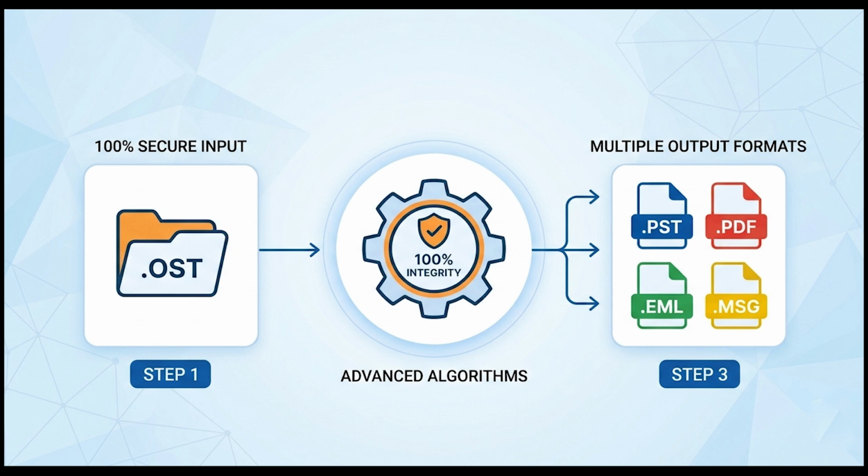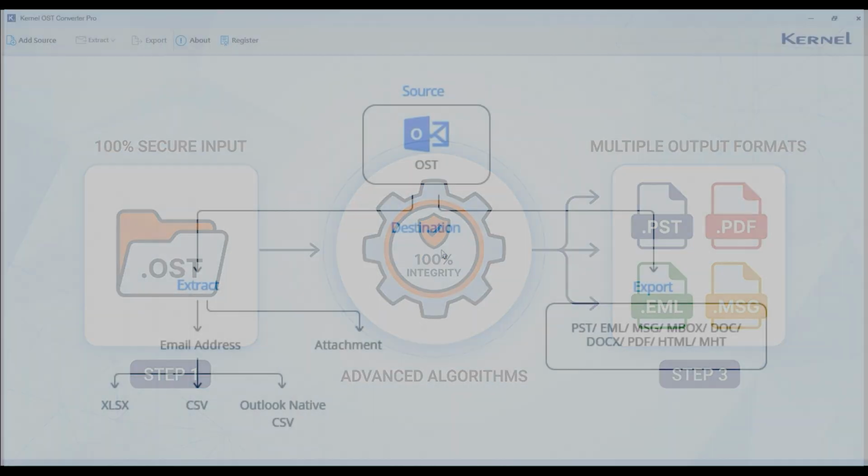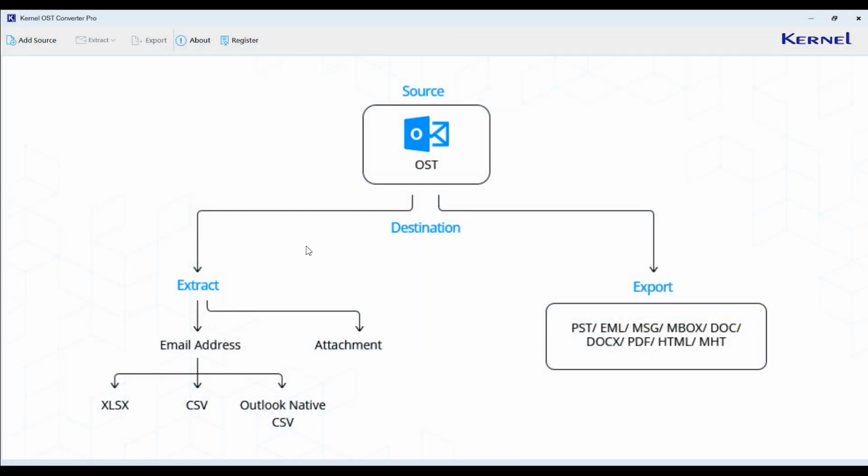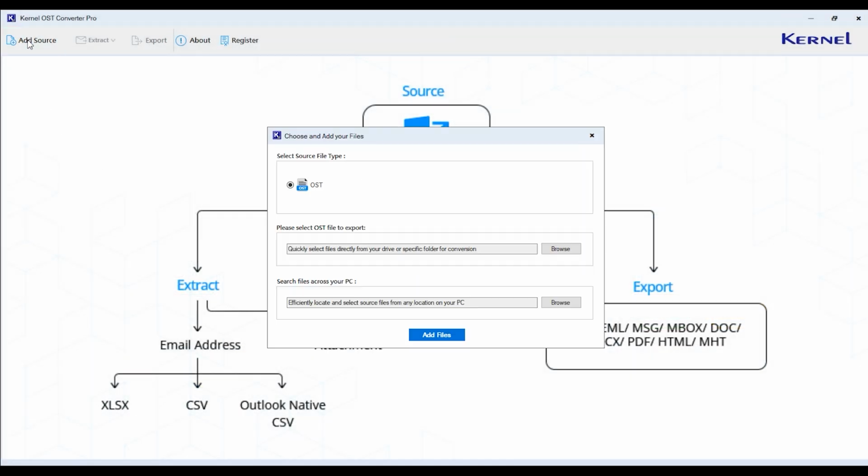Now let's begin the OST file conversion. Open the OST Converter Pro. To add the OST file for conversion, click on the Add Source button. Then, click on the first Browse button to select the OST file from your system.